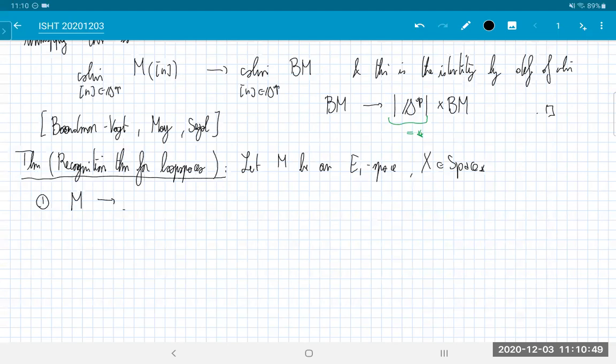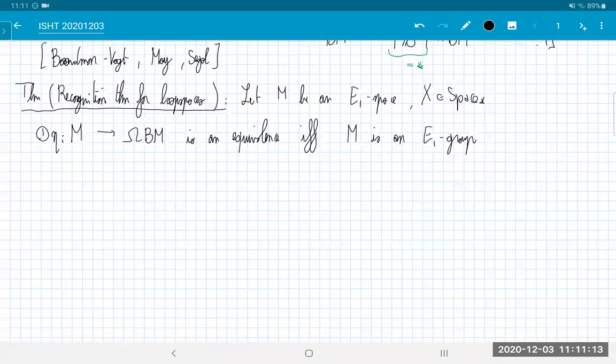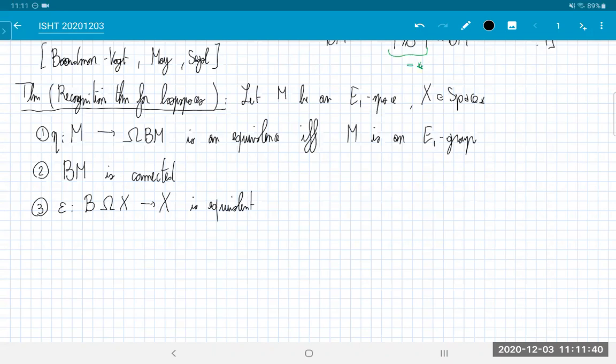First, the map eta is an equivalence if and only if M is an E1 group. And this statement is actually the most important one. That's the one from which all the others will follow formally. Two, BM is connected. And three, epsilon from B omega X into X, and this can be explicitly described, is equivalent to the inclusion of the connected component of the base point.